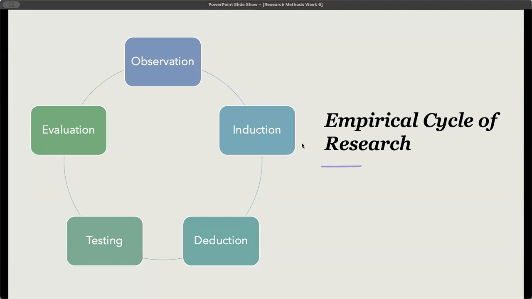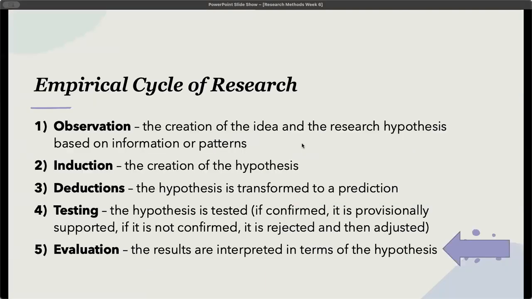Now, remember, each part of the cycle matches up to sections of the thesis. So the observation is where we create the ideas and the research hypothesis based on information or patterns. So here we're going to look at the literature review and the theoretical review, which is going to give us the idea for the hypothesis. In the induction phase, we look at the creation of the hypothesis. This would be at the end of the background information and literature review.